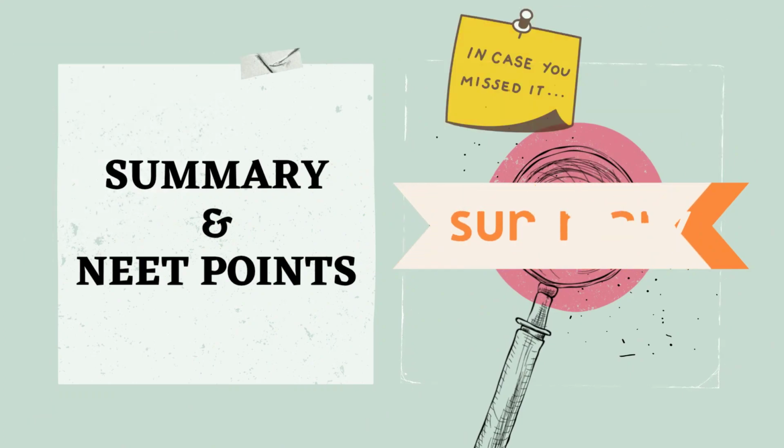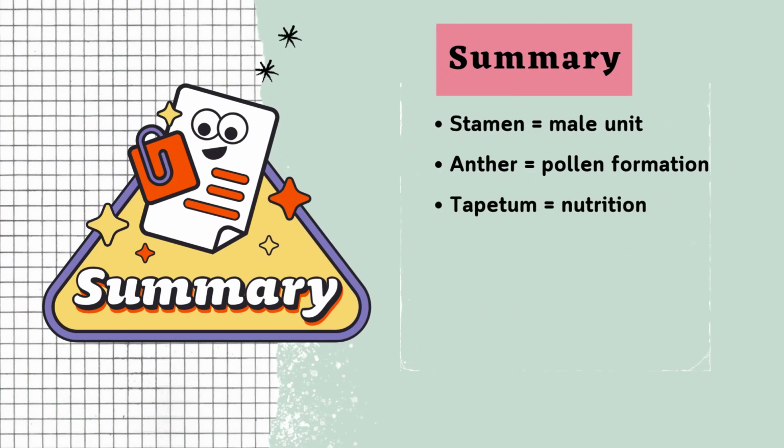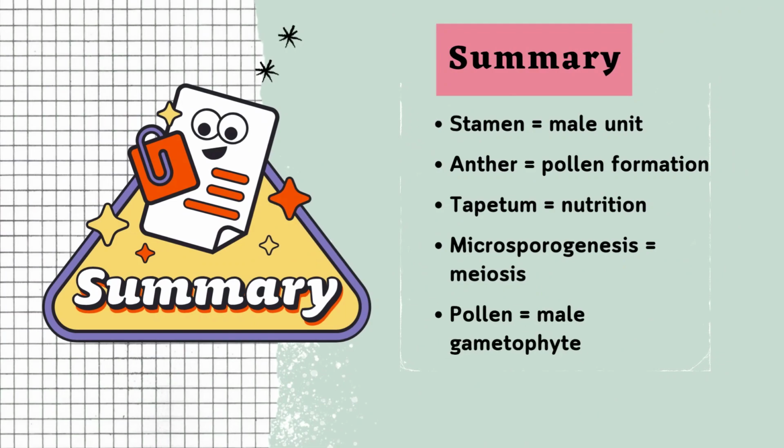Before we end, let's quickly revise the full flow in one go. Stamen is the male reproductive unit. Anther is where pollen formation happens. Tapetum provides nutrition. Microsporogenesis involves meiosis, that is reductional division, and pollen grain is the male gametophyte. If this sequence is clear, most questions become straightforward.